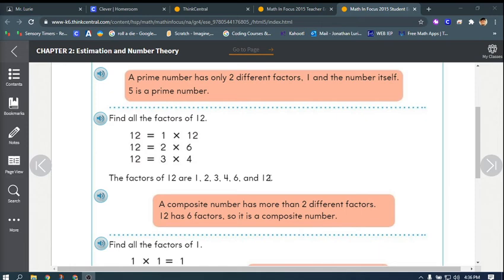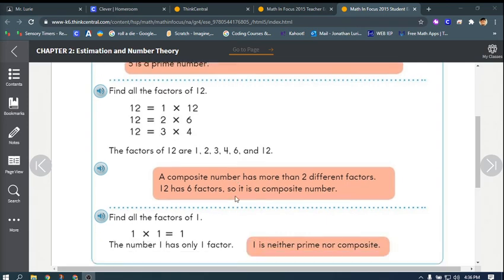In fact, there are so many nice factors of 12, it's kind of a nice reason why we divide clocks up into 12. Like there's 12 hours, and then there's another 12, right? Kind of cool. So a composite number has more than 2 different factors. 12 has 6 factors, my gosh. So it is a composite number.